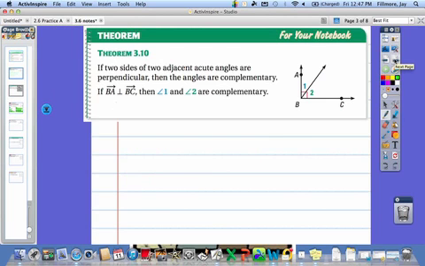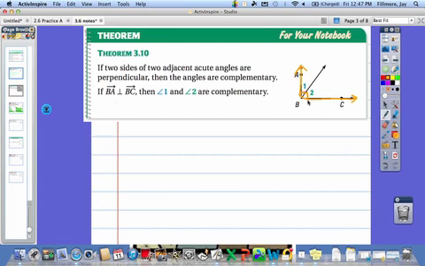Theorem 3.10, and again, actually some of these don't have special names to them because they're not used very often. The later two we talk about have names because they are used quite often. This one says if two sides of two adjacent acute angles, like 1 and 2, are perpendicular, they form this right angle, then these two angles, 1 and 2, are complementary because they add to give you that right angle, which is 90 degrees.